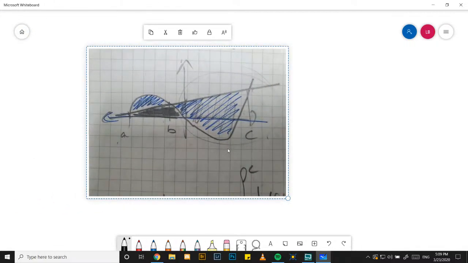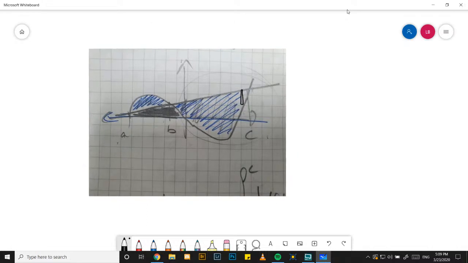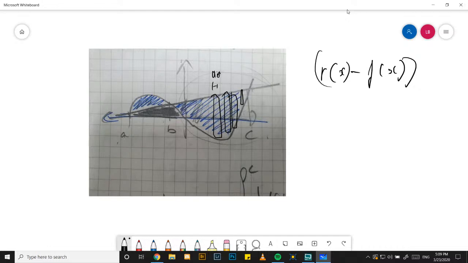Ultimately, the integral is a sum of different values, right? So what we can do is draw rectangles between here, like this. Each of these rectangles has a height of r of x minus f of x, and each has a width of d of x, because that's the way we do calculus. You put a d of x. Now we sum all of these rectangles, we get the integral. And that's how you do it, by using the difference of them. You can also find the area that way.